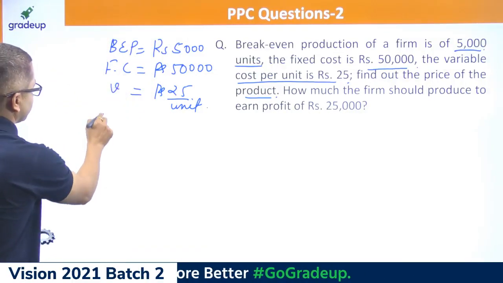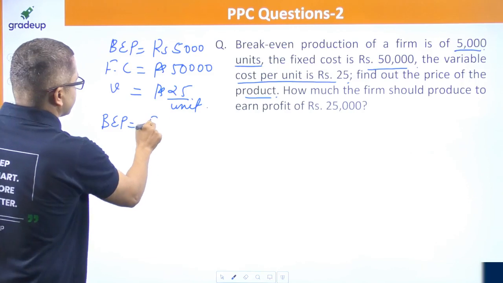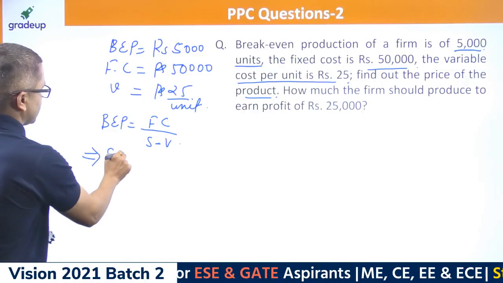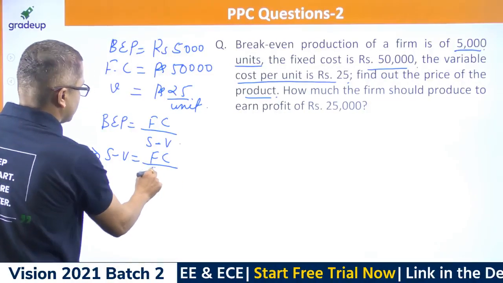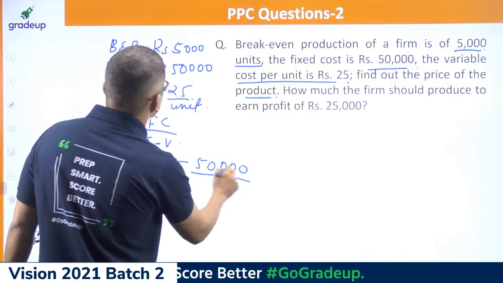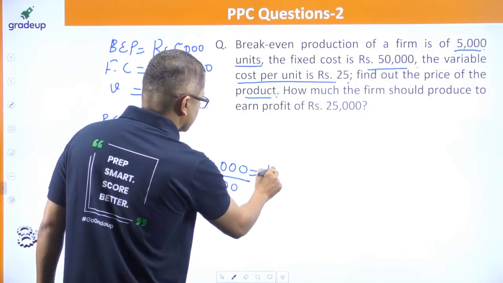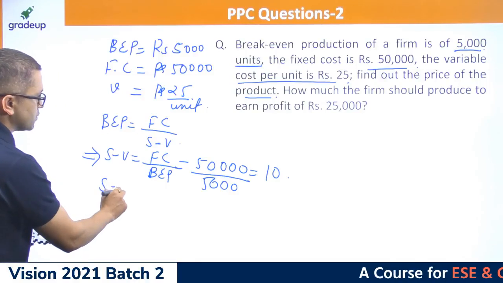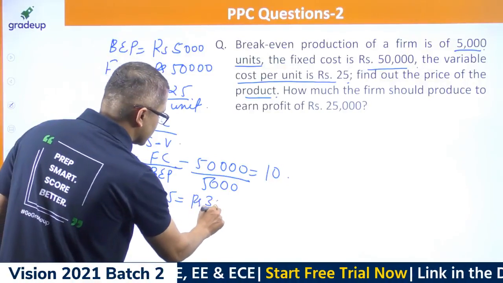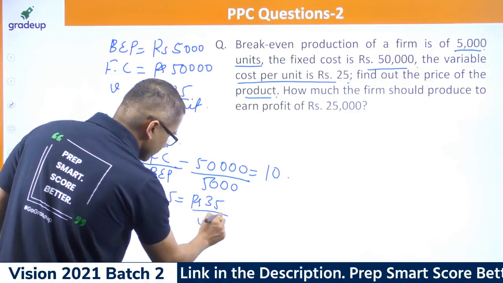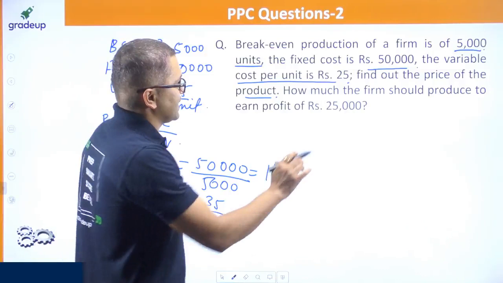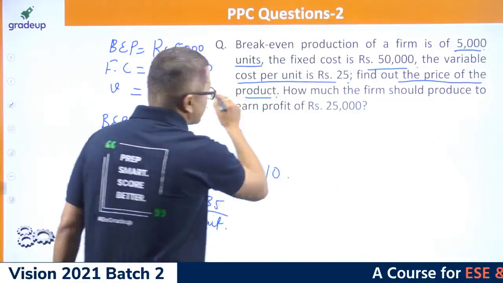Firstly, let's write the formula of break-even point, that is fixed cost upon S minus V. So S minus V equals fixed cost upon break-even point. Fixed cost is 50,000 upon break-even point, that is 5,000. So it becomes 10. So S equals 10 plus small v. Small v is nothing but 25. So this is rupees 35 per unit. Yes, because it says find out the price of the product.